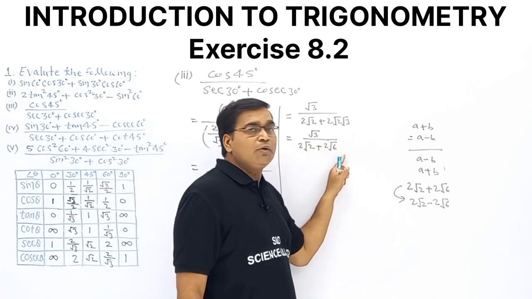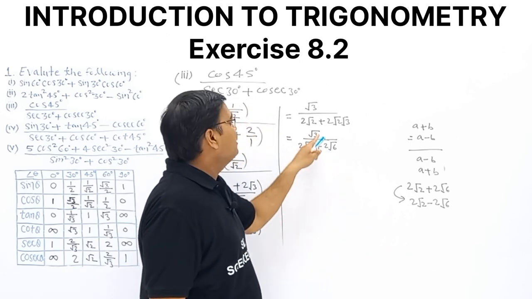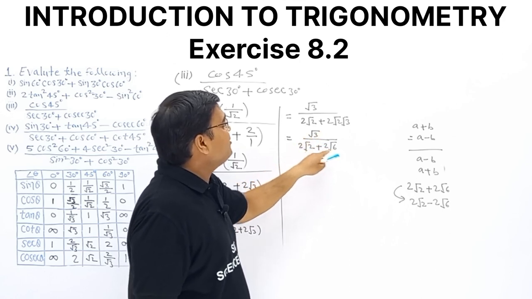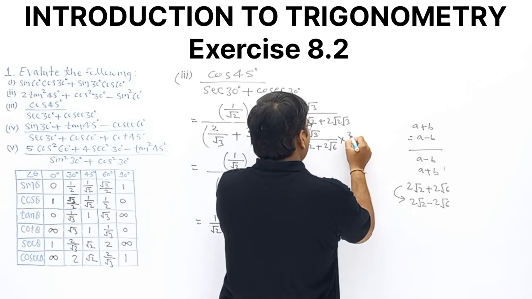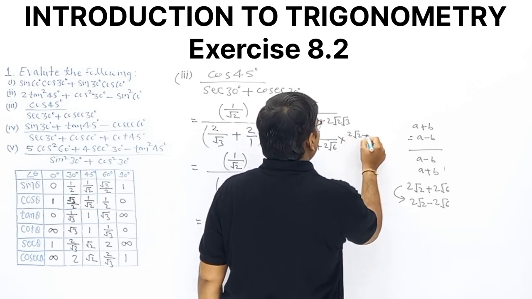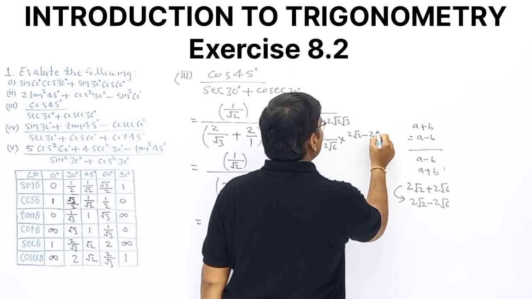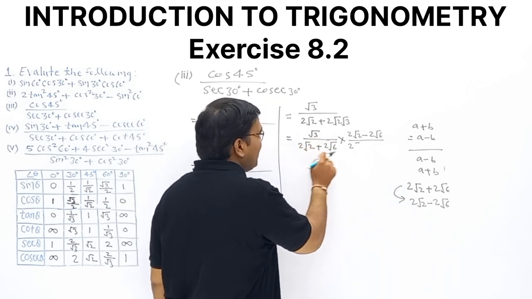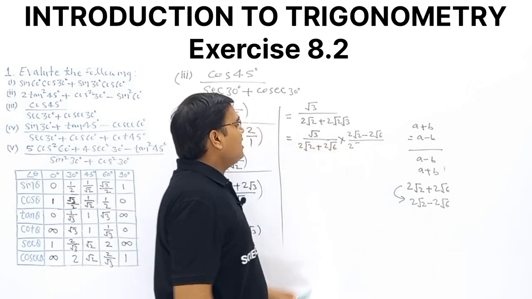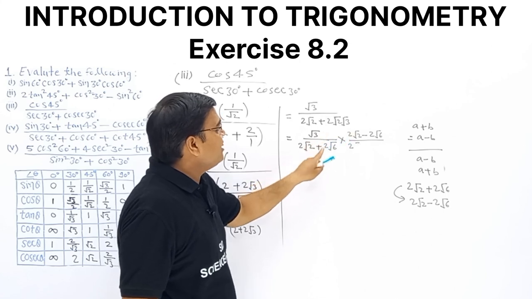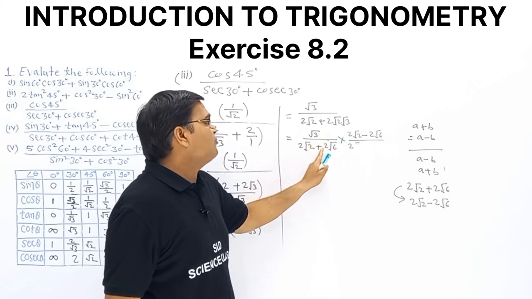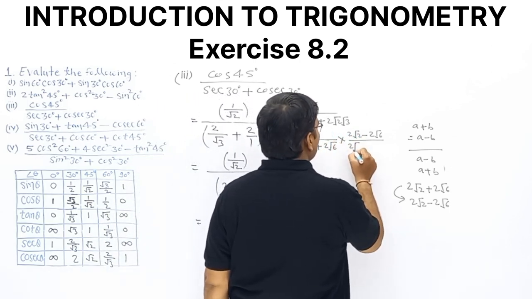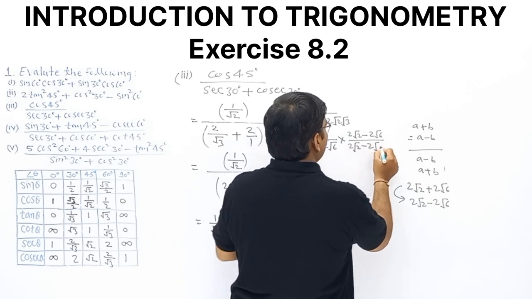So its conjugate will be multiplied by numerator and denominator both. What will be its conjugate? 2 square root of 2 plus, not plus, there will be minus 2 square root of 6. We are multiplying numerator and denominator by its conjugate. Its conjugate is this one. Clear? 2 square root of 2 minus 2 square root of 6.